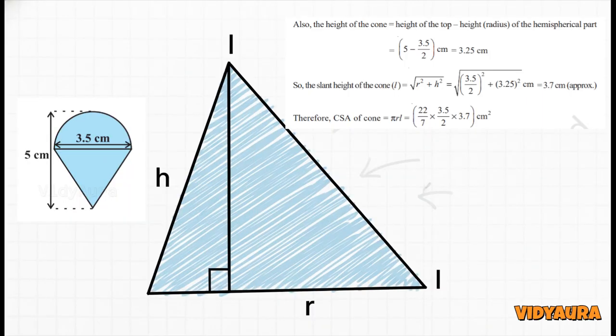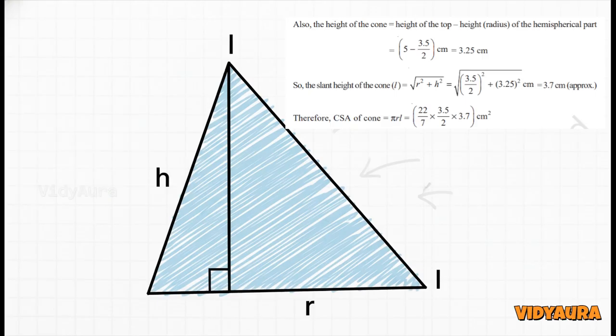Great. Now we have the cone's height. But the formula for its curved area needs the slant height, L. Remember how to find that? Good old Pythagoras' theorem. The slant height L is just the square root of r squared plus h squared. So we plug in our numbers, the square root of 1.75 squared plus 3.25 squared. Do the math, and you get a slant height of about 3.7 centimeters.